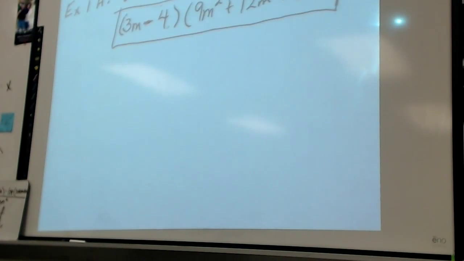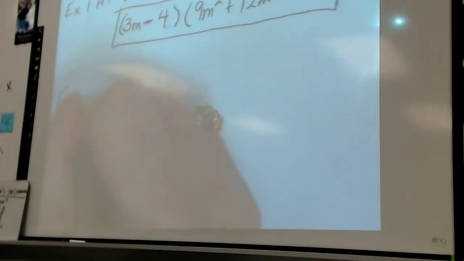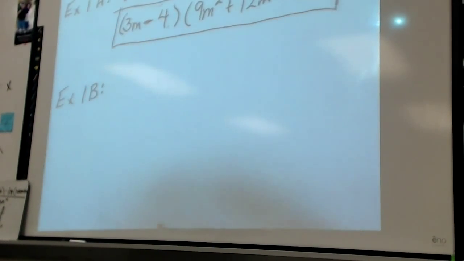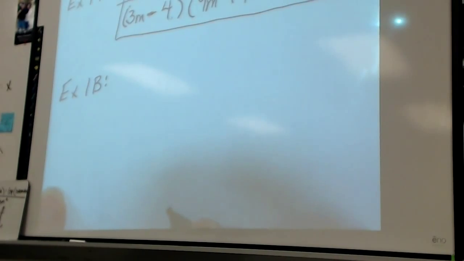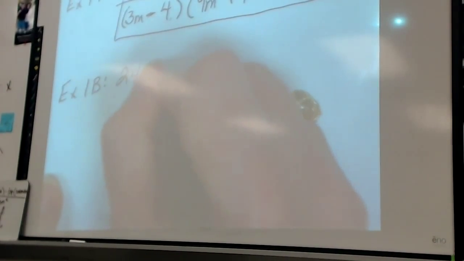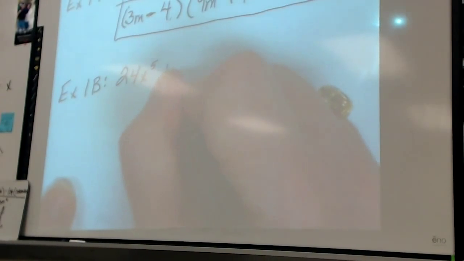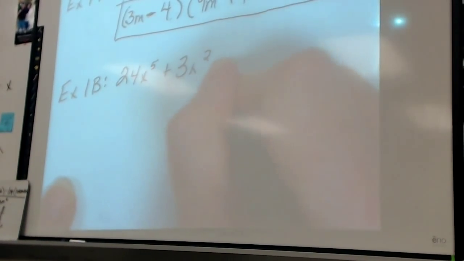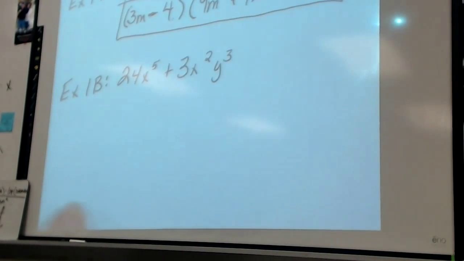No, the sum and difference of cubes is just like the difference of squares. It's just a pattern. Okay? There's nothing magical about it. All right, example 1b. 24x to the 5th plus 3x squared y cubed.